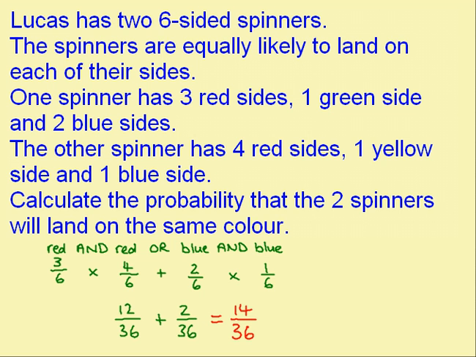We want to calculate the probability that the two spinners will land on the same colour. Now the one spinner has got red, green and blue, and the other has red, yellow and blue. So we can either have red and red or blue and blue. We don't need to worry about the green and yellow sides. So the probability of the first spinner landing on red is 3 out of 6, and the second spinner landing on red is 4 out of 6. For the blues, the first spinner is 2 out of 6, and the second spinner is 1 out of 6. We then apply BODMAS to get this, and add to get the final answer.